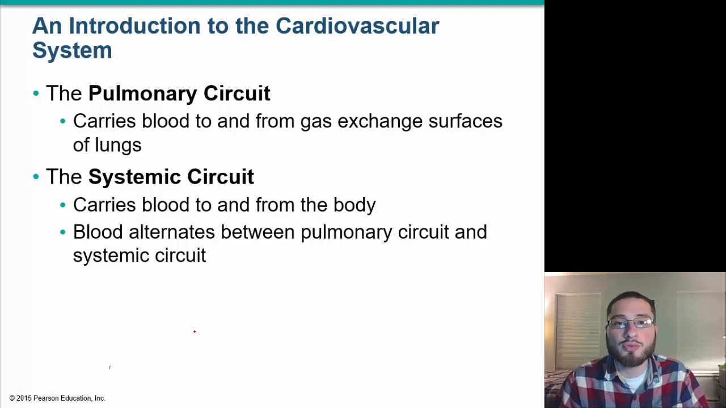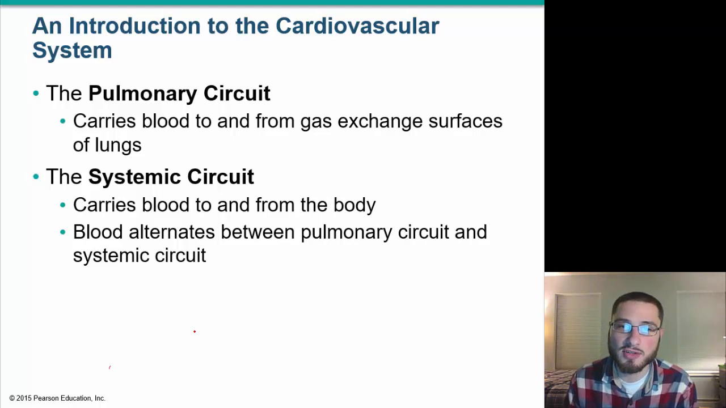So as we move on through the cardiovascular system, we talked about the blood. Now we're going to talk about the heart, and then we'll move on to the vessels. But before we get to the vessels, we're going to talk about the heart and the role that it plays in the cardiovascular system, in the circulatory system. So there are two different areas where the blood is going to move. We call them the pulmonary circuit and the systemic circuit.